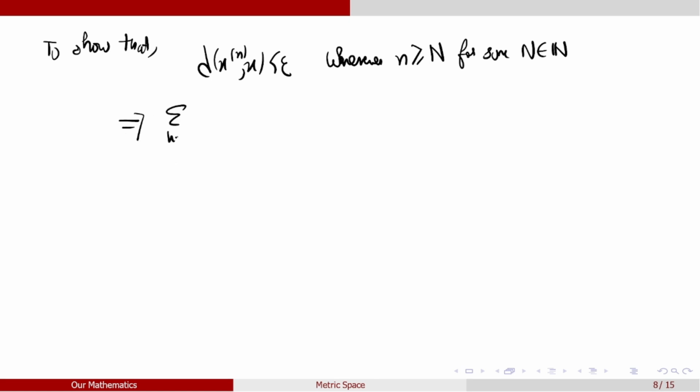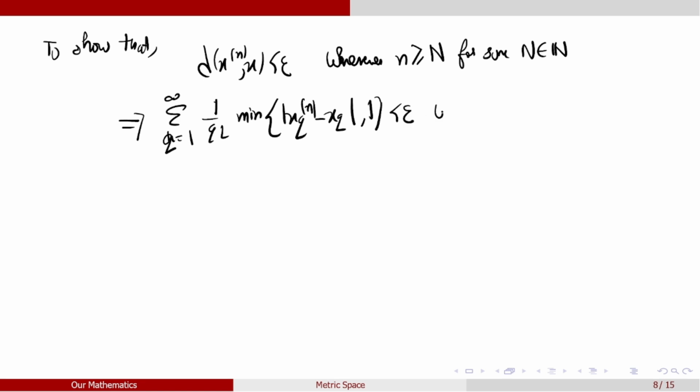Now that means the summation from q equals 1 to infinity, let's say q, so as not to confuse with that k, of 1 by q squared times the minimum of |xqn minus xq| and 1 is less than epsilon, for every epsilon greater than 0, where epsilon greater than 0 is an arbitrary real number. You can add that step in front of the proof: let epsilon greater than 0 be an arbitrary real number. This is true whenever n is greater than or equal to capital N for some capital N in the set of natural numbers.